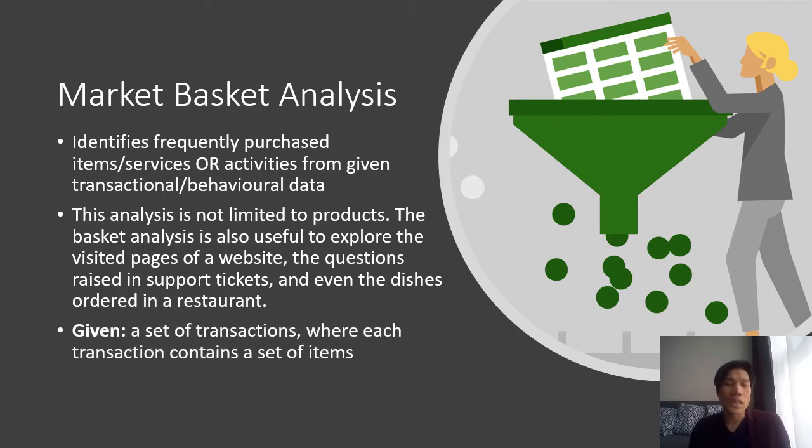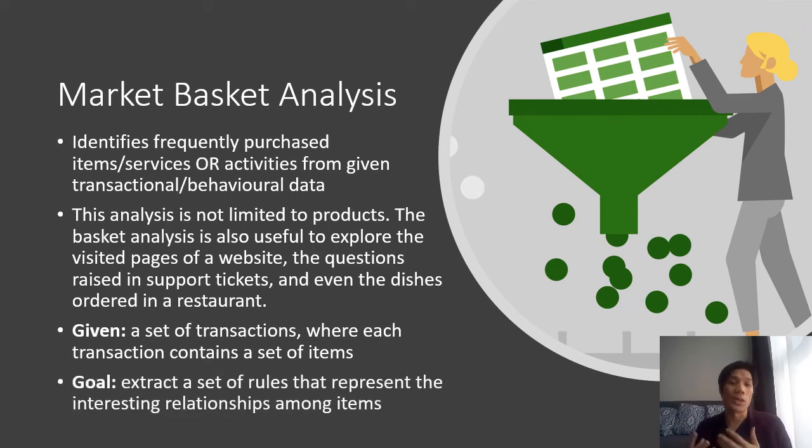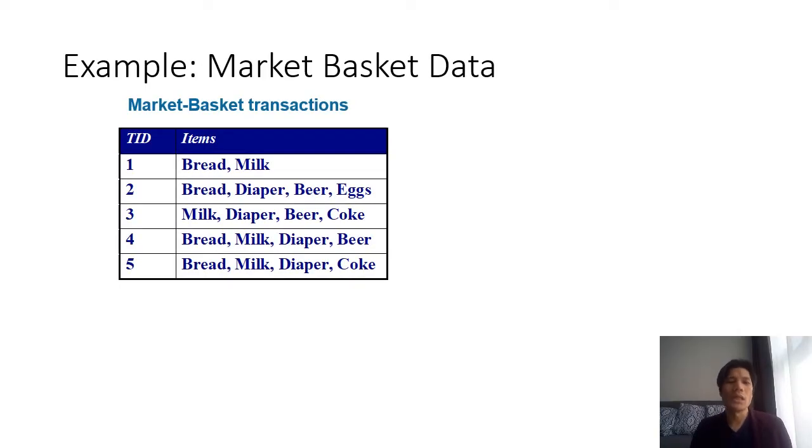Now, what you're given is a set of transactions where each transaction consists of a set of items. And the goal is to extract rules that represent the interesting relationships among the items, which means what are the highest associations that you see in terms of the items linking together. As an example, this is a transaction ID, a transaction of a market basket, where in the first transaction, this person bought bread and milk together, and in the second transaction, you bought bread, diapers, beers, and eggs.